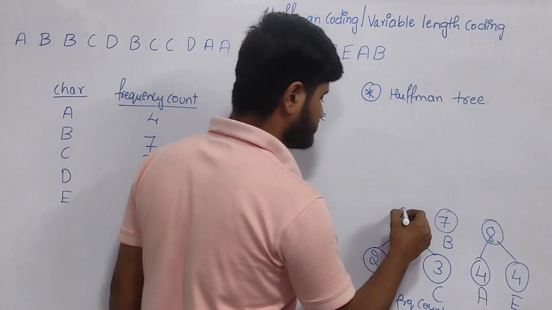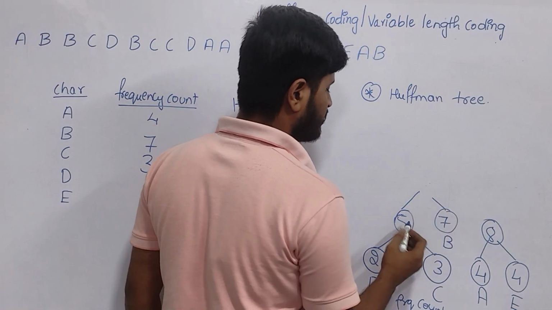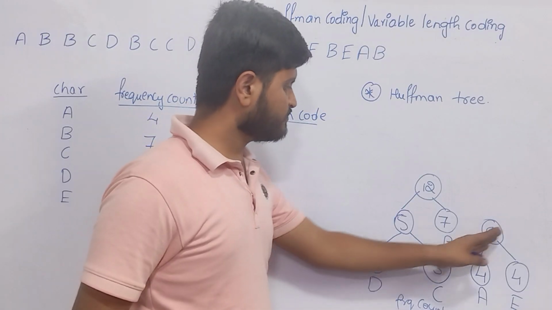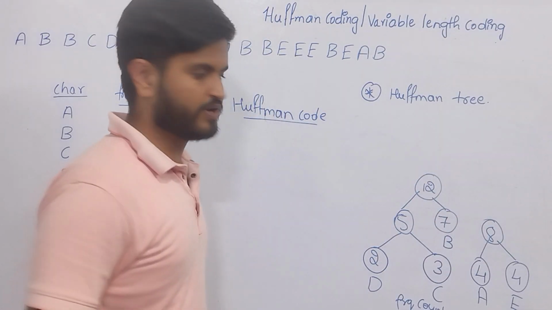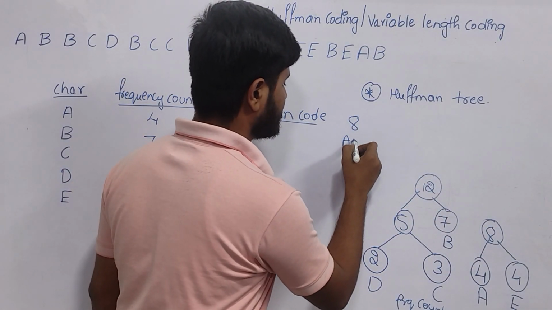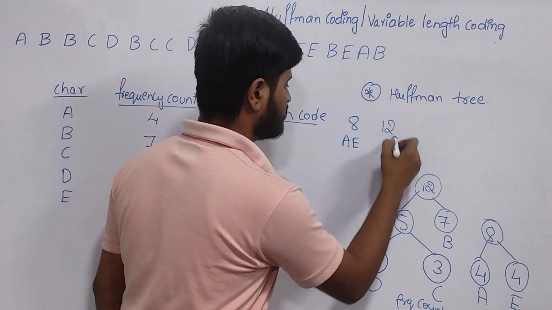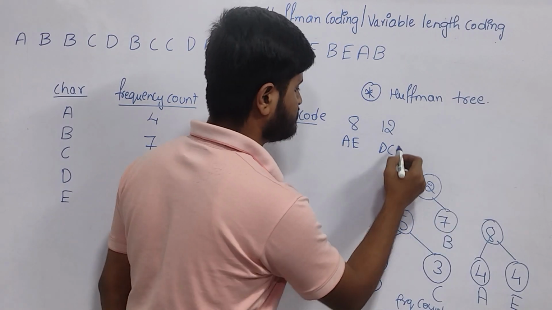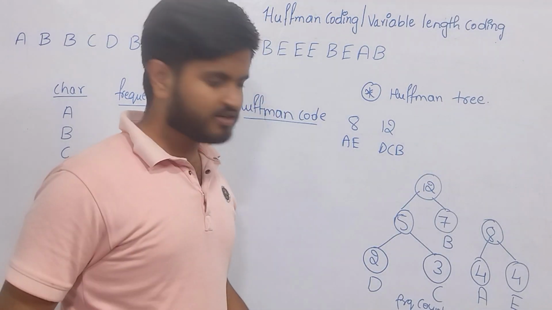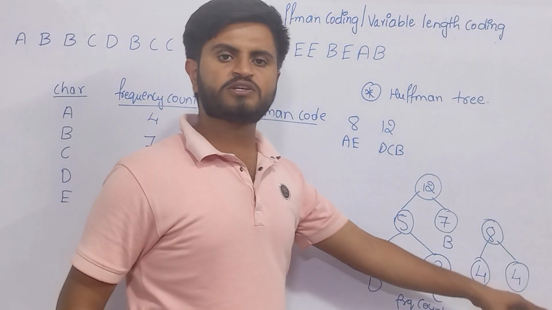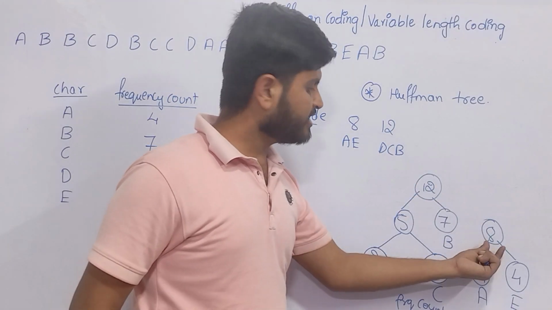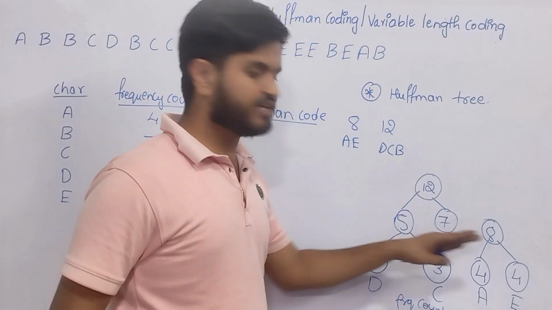So if you combine these two, 5 and 7, what will be the value? 12 will be the value. So now if you see, we are left with 8 and 12. So 8 is of AE and 12 is of DCB. But I said the frequency count must increase. But if you see here, 12 is here at the root node and here 8 is there. It is not in the increasing order.